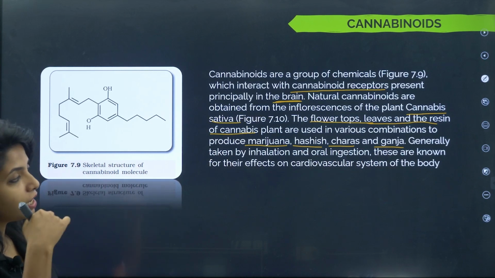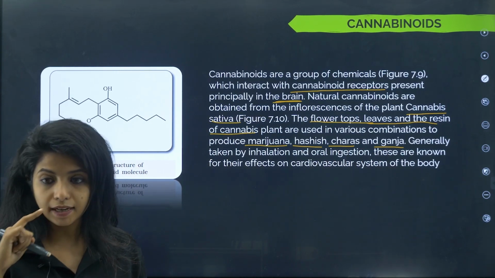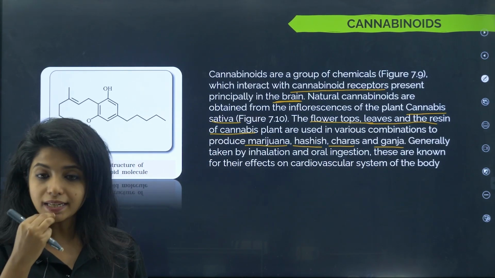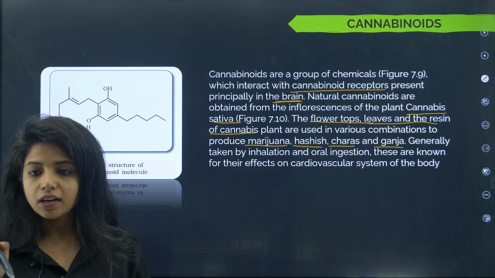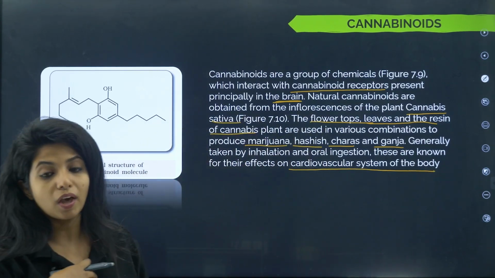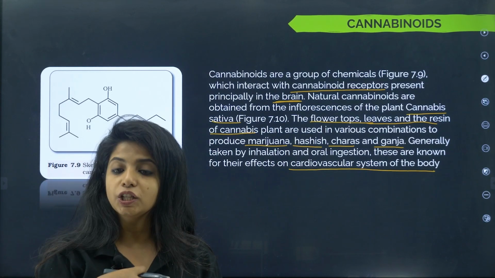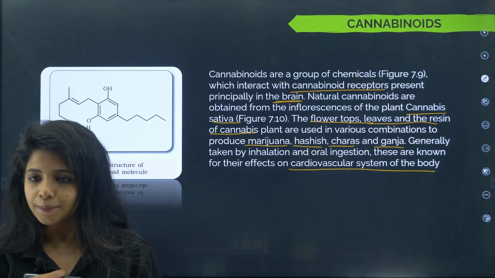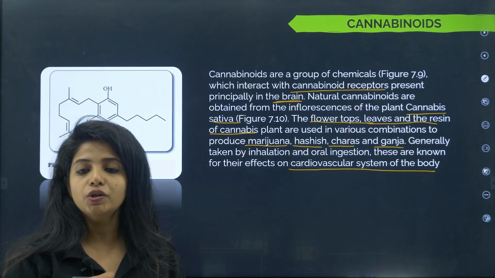These are generally taken by inhalation or oral ingestion. You eat it or you inhale it. These are known for their effects on the cardiovascular system. That means it is going to affect your heart and its pumping mechanism in some way. Will you be able to remember it? Let's try to draw and remember.